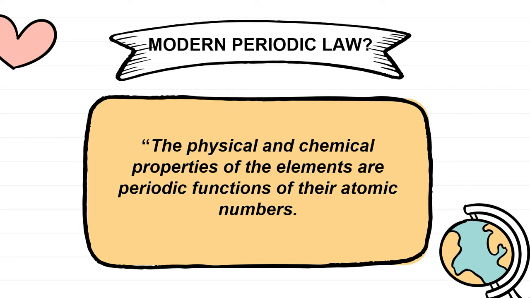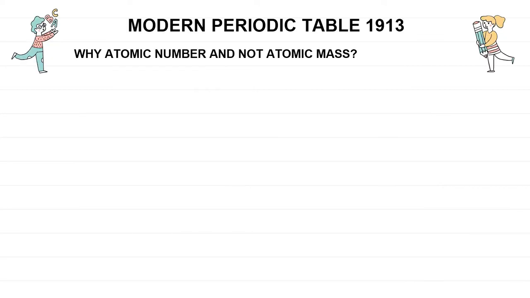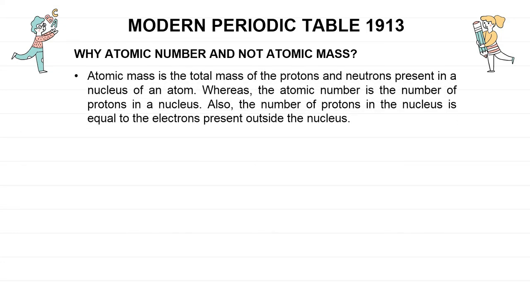But in Mendeleev's work, we have studied that physical and chemical properties of elements are a periodic function of their atomic numbers. So the question is, why atomic number and not atomic mass? The reason is, the atomic mass is the total mass of protons and neutrons present in the nucleus of an atom, whereas atomic number is the number of protons in the nucleus. Also, the number of protons in the nucleus is equal to the number of electrons present outside the nucleus.